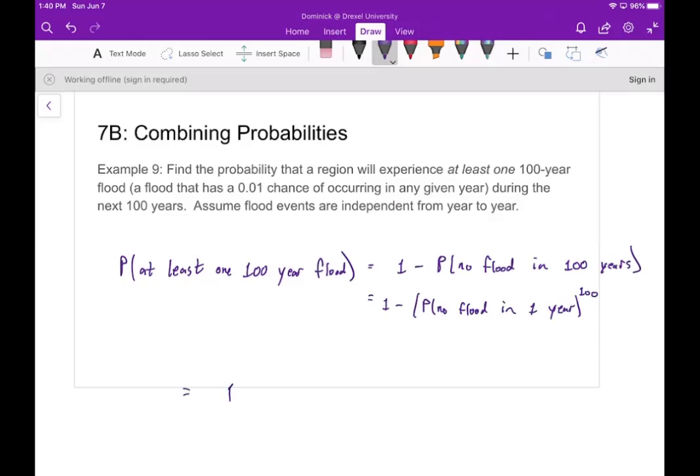So this calculation would give us 1 minus, this probability is 0.01, and I want to raise that to the 100th power. So if we do that, I'm going to have 1 minus 0.01 to the 100th, and my calculator is actually just rounding this right to 1, because 0.01 is so small. So we're being given pretty close to 1, so pretty close to a guarantee that this will happen. And of course that makes sense, because you would expect at least one 100-year flood to occur within the next 100 years, just by the very nature of it.